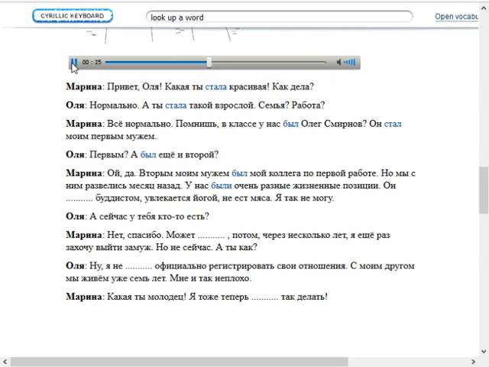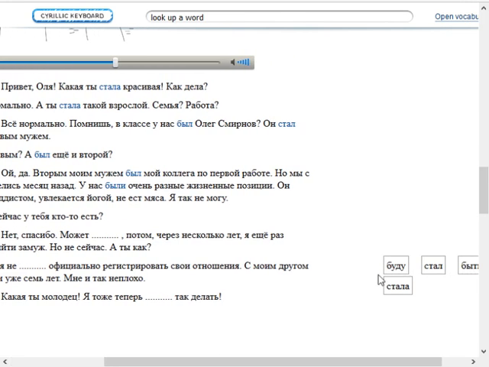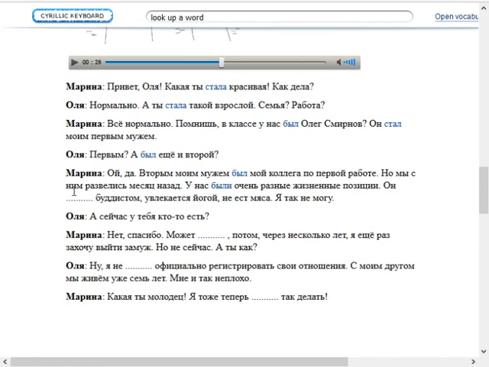Он стал буддистом, увлекается йогой, не ест мясо. Он стал буддистом, he became a Buddhist, увлекается йогой, practiced yoga, не ест мясо, and did not eat meat. Я так не могу. I can't do that. А сейчас у тебя кто-то есть? And do you have somebody now? Нет, спасибо. No, thank you.